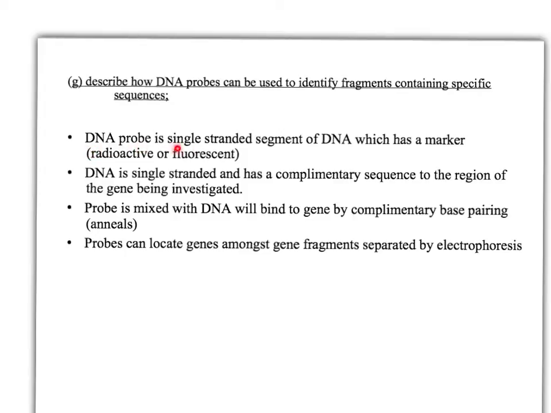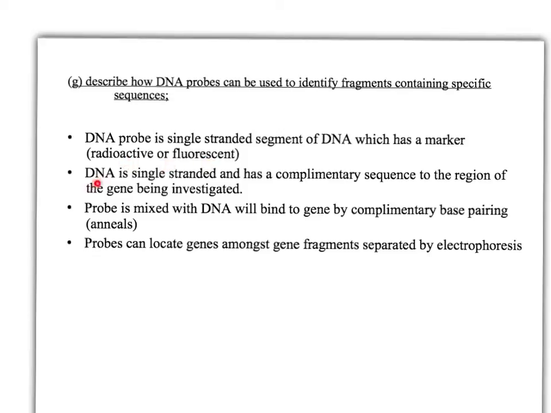Okay, and a DNA probe is a single-stranded segment of DNA which is complementary to our gene, the gene that we're looking for. So we need to know at least a section of the gene sequence, or the sequence of nucleotides on our gene that we're trying to find. We actually need to know that. We then create a short segment of single-stranded DNA which is complementary to our gene, and then we put a fluorescent marker or a radioactive marker onto that probe, so we can know where the probe is.